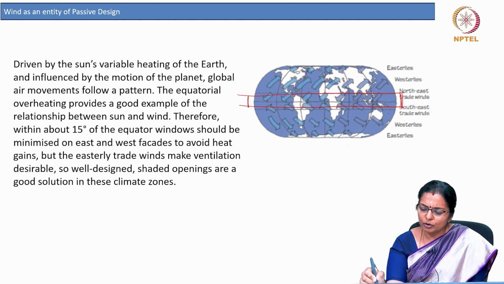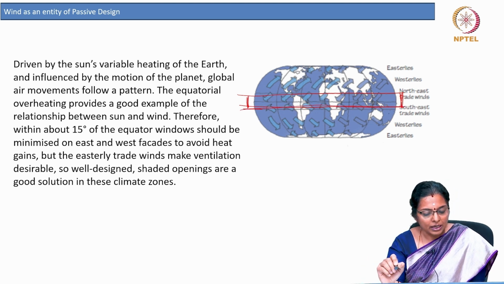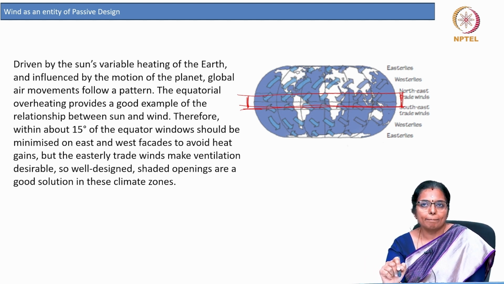More so from 23 degrees on north and south, but we have stuck to 15 degrees. So, we will discuss this only. Driven by the sun's variable heating of the earth and influenced by the motion of the planet, global air movements follow a particular pattern. The equatorial overheating produces a good example of the relationship between sun and wind.